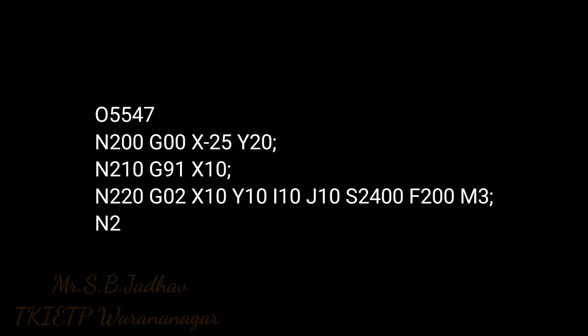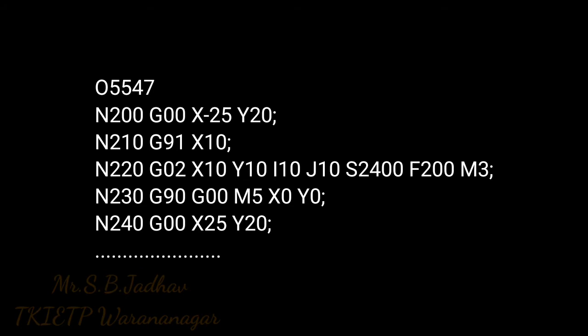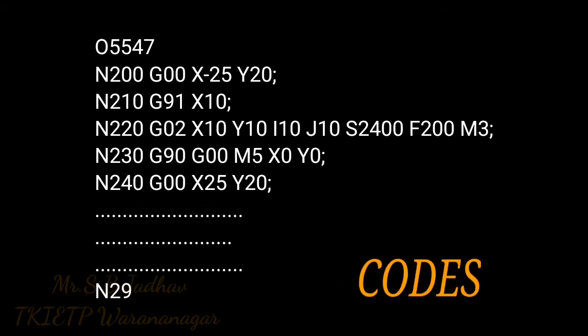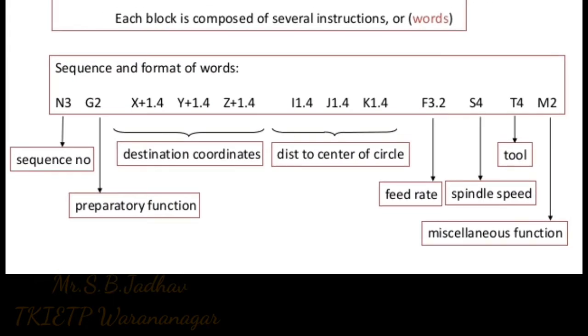Let's discuss the format of part programming in detail. We know that instructions given to CNC are in the form of codes. These codes are necessary to be in correct format. Different control systems have slightly different formats for part programming, but in general, the following terms are important.